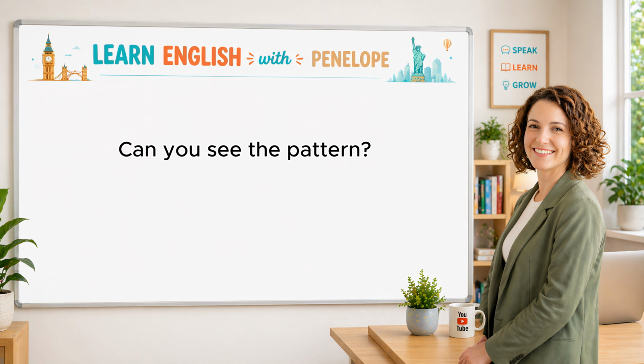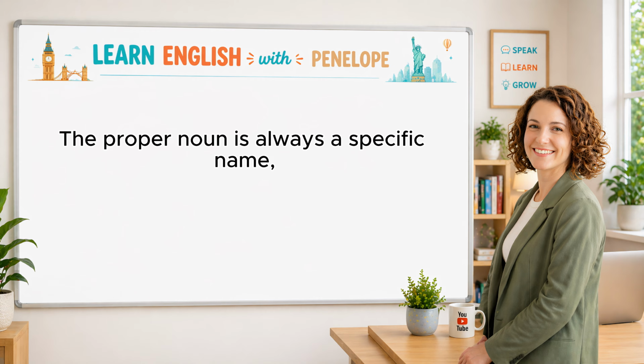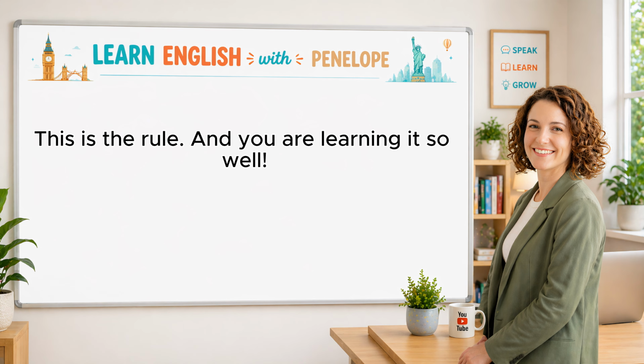Can you see the pattern? The common noun is always a general word. The proper noun is always a specific name. And it always starts with a capital letter. This is the rule. And you are learning it so well.